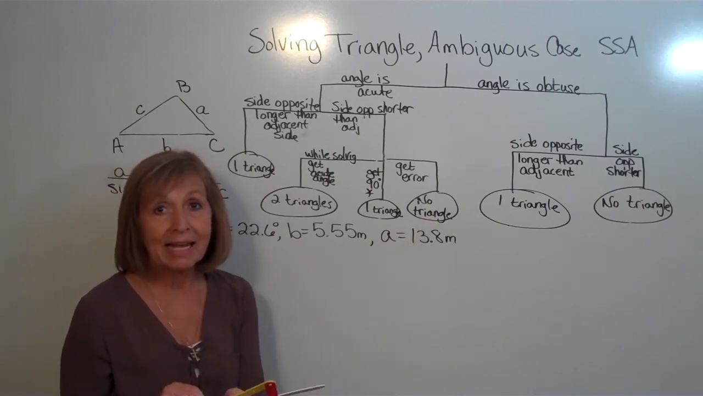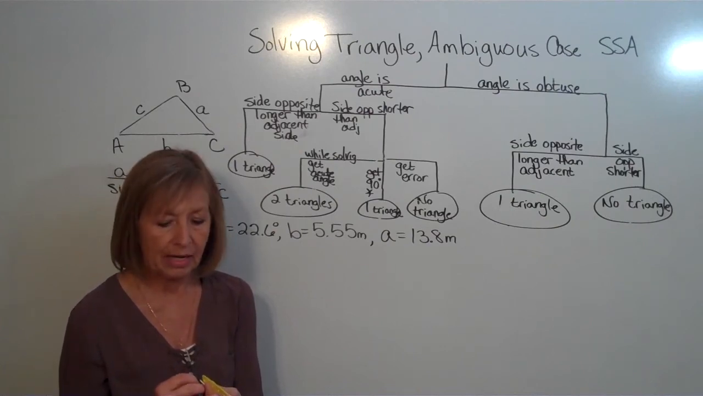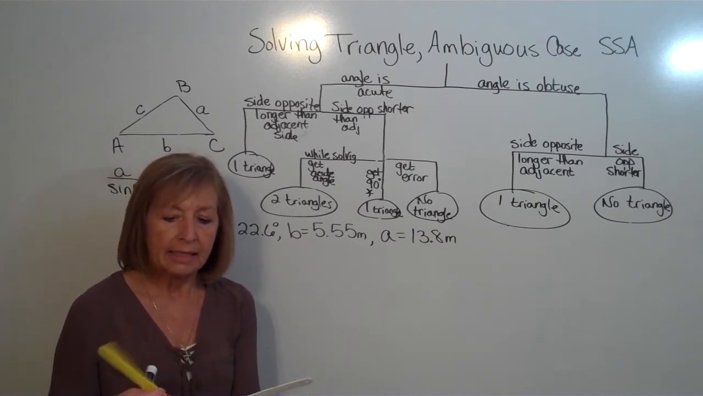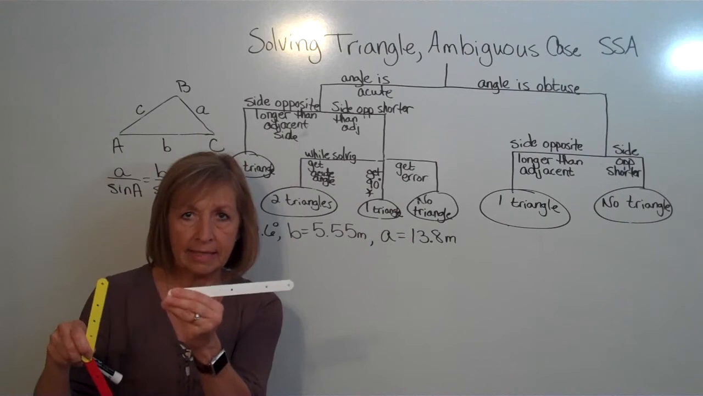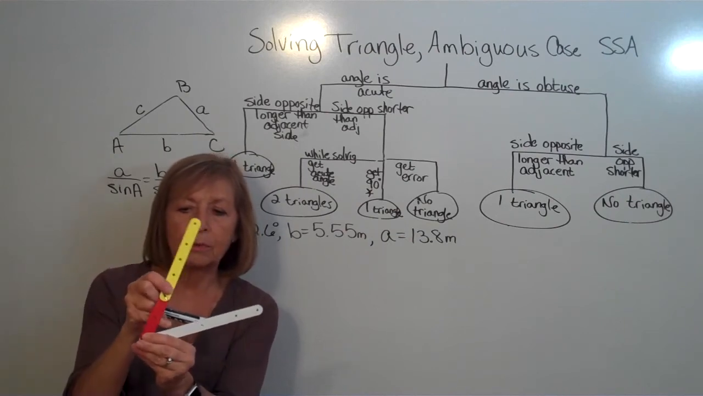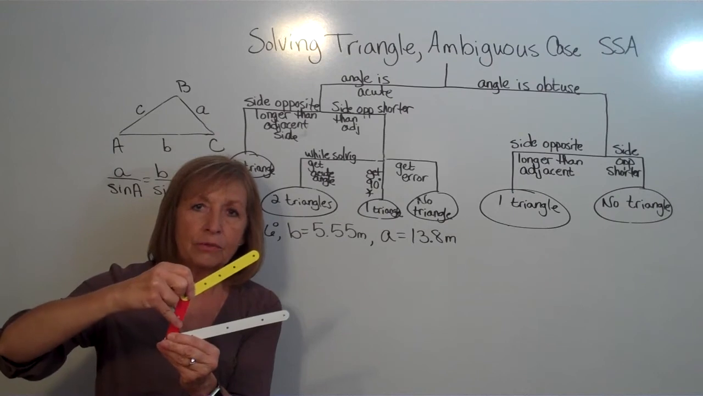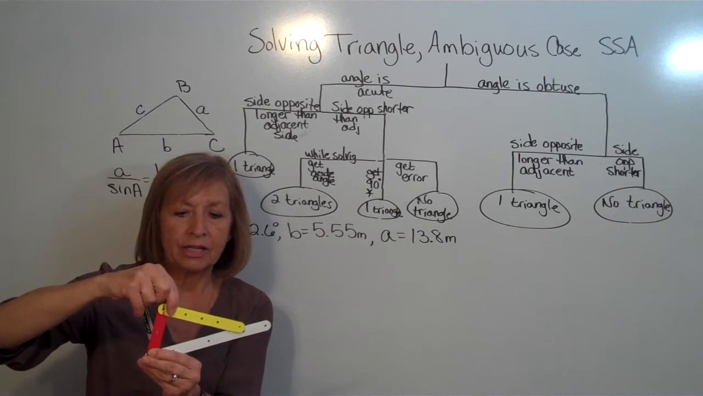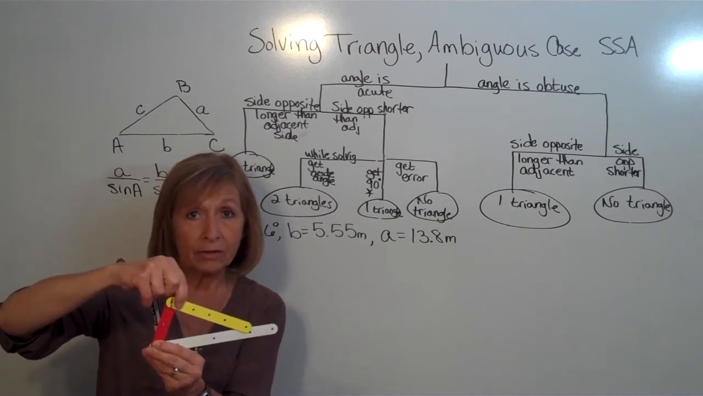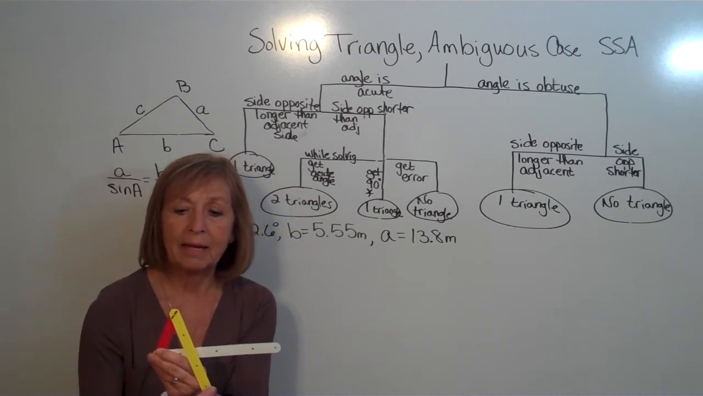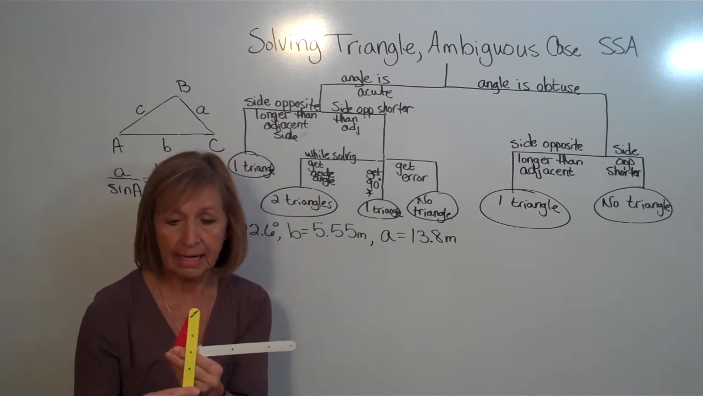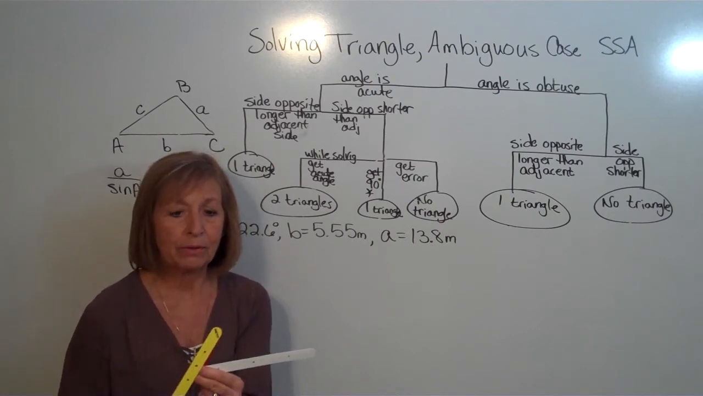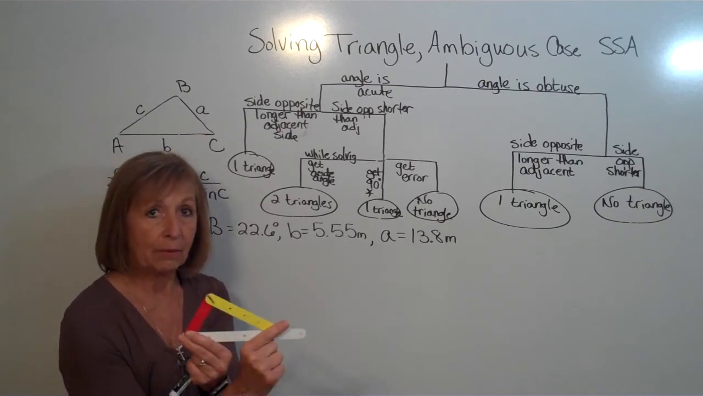Now, instead of having the side opposite the acute angle be shorter than the side adjacent, let's say, again, this side we don't know, but we measure the angle that we know with that, and it's an acute angle. If the side opposite, the yellow one, is longer than the side adjacent, the red one, then you'll just get one triangle. Because if you tried to swing it and make another triangle, like we did in the case where we had two triangles, over here, it's not giving me a triangle. So I would only get the one original triangle.